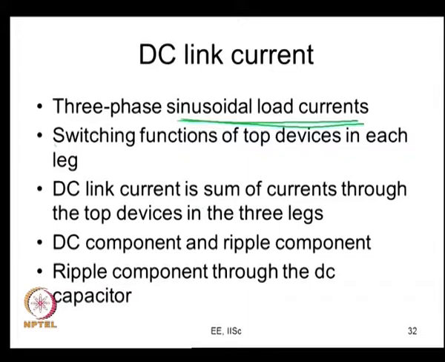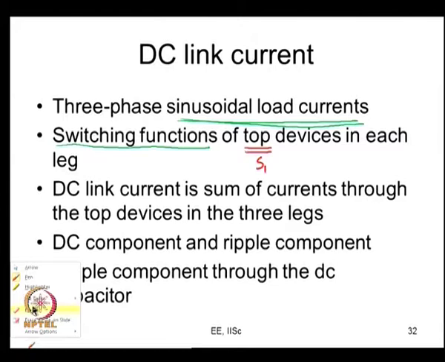Then like before, we have to multiply the load current with the switching function, but the difference now is the switching function of the top device. Earlier there was only one top device and one bottom device in a 2 level inverter. Now here you have S1, S2, S3 and S4, and by top device here I mean S1. So for R phase leg it will be SR1, SY1, SB1. The switching function is common there and here, but you have to multiply with the switching function of the top device here.